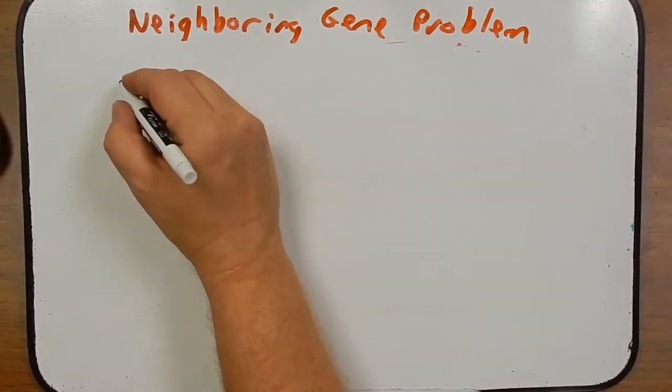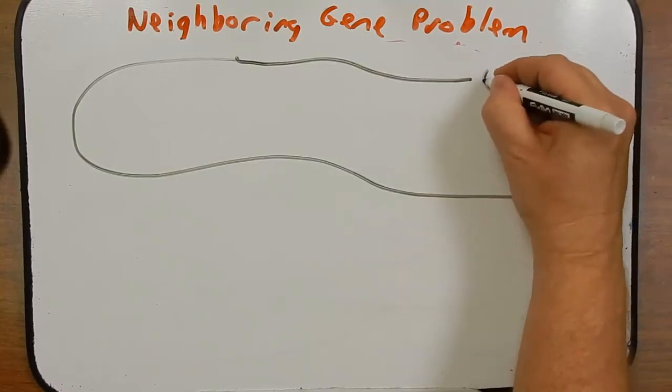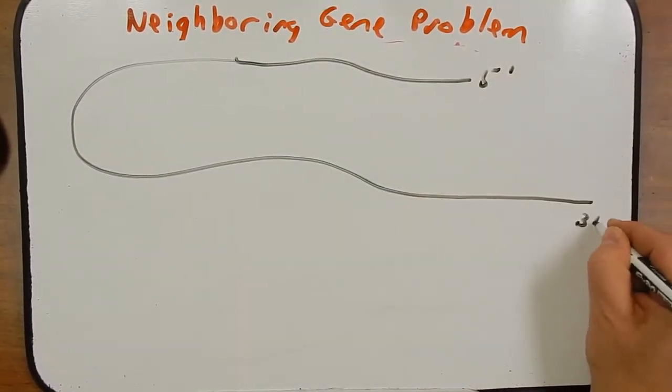Okay, I want to talk about this neighboring gene problem, and I'm going to draw the DNA this time like so, where we have one end in here, 5 prime, and the other in 3 prime.